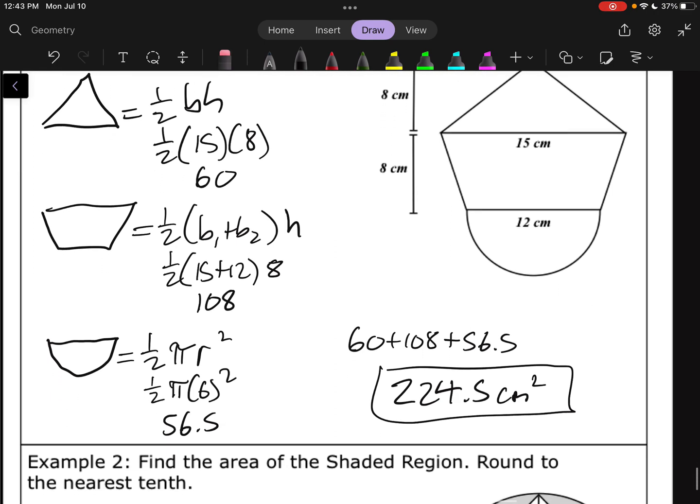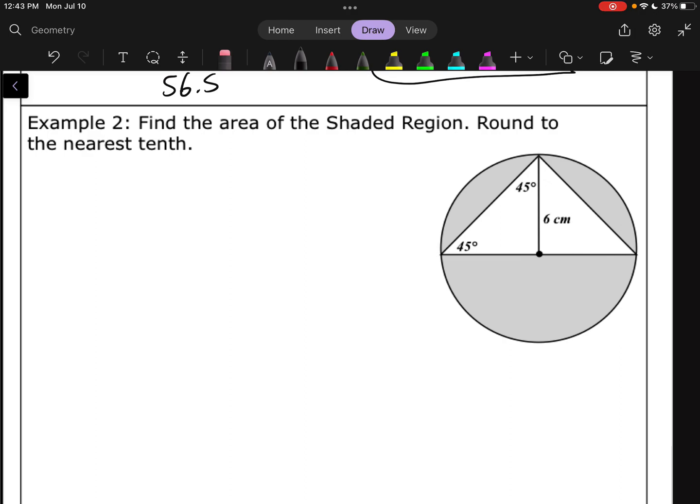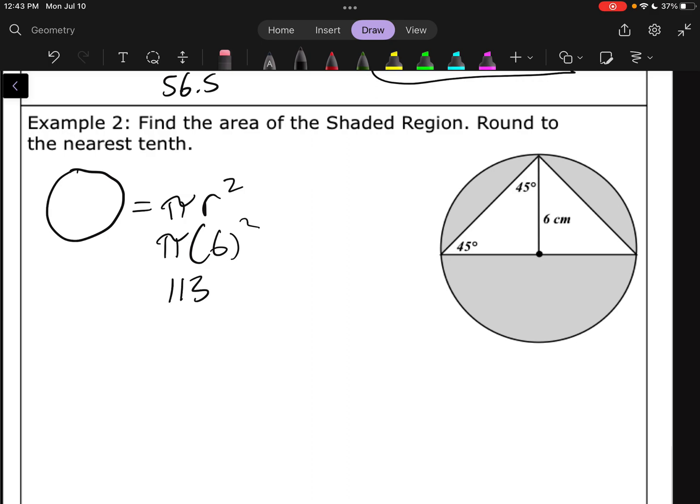And then for the second one, let's see here, for our circle, we need to do pi r squared. And looks like we can use the 6 as our radius. So I'm going to do pi times 6 squared. That is 113.1.